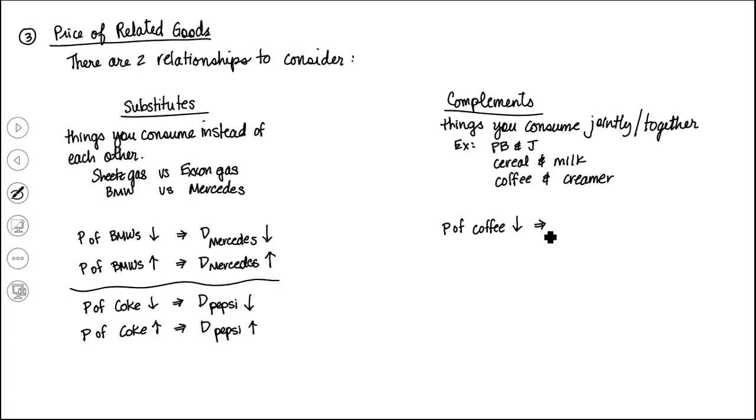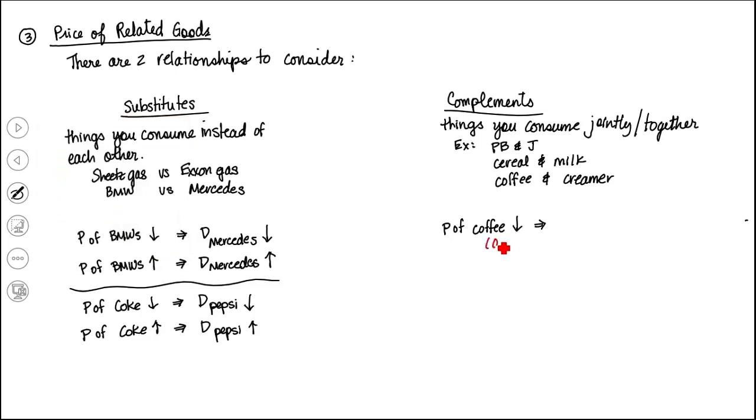So what does the law of demand tell us? Not demand for creamer. Remember, the law of demand is just talking about coffee. Price of coffee goes down and what? What does the law of demand tell us, guys? This is important. This is why you got to know these things. It helps you figure things out.